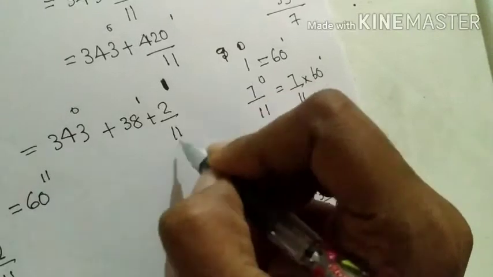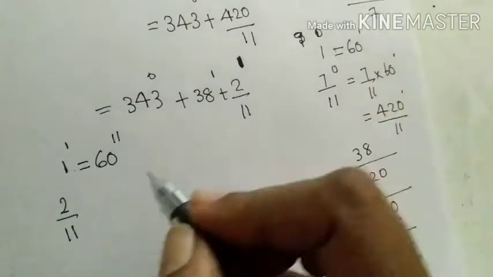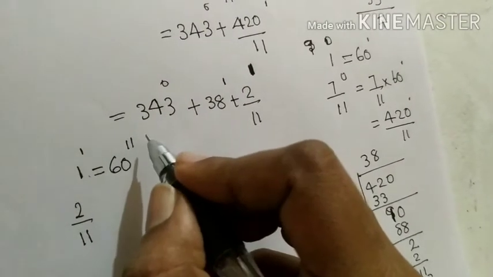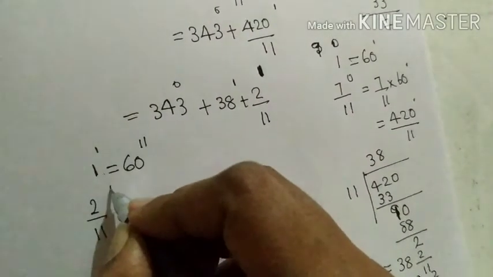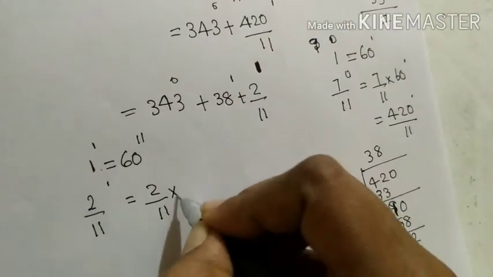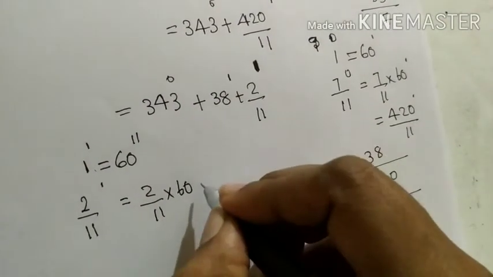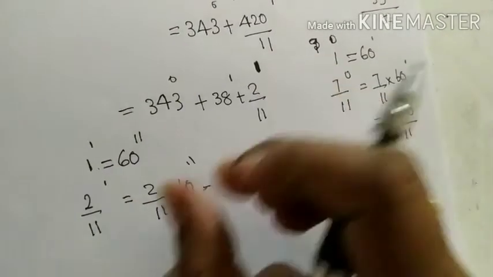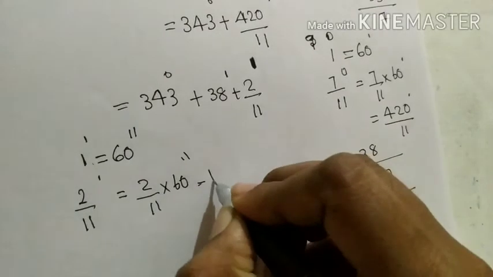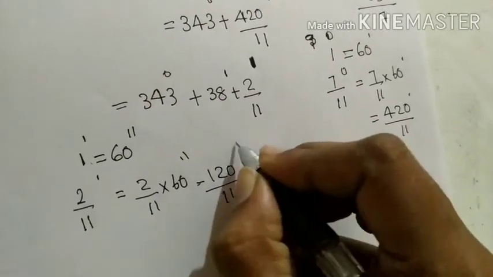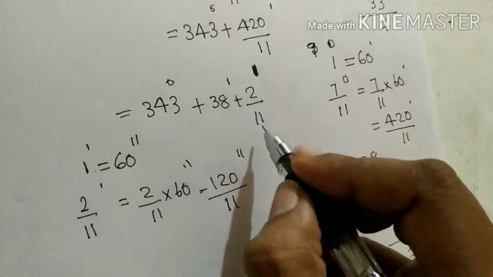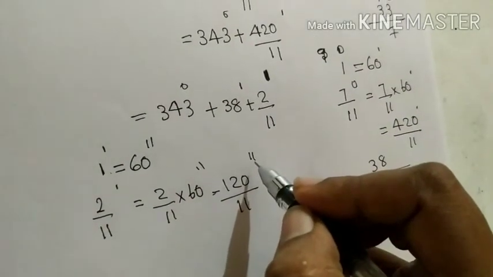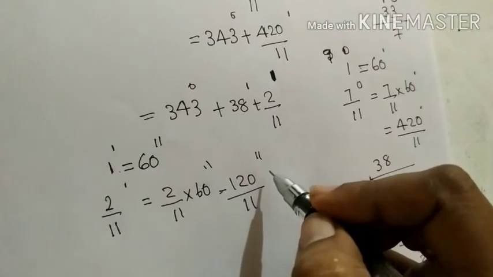Next I am going to convert this minute into second. So we know that 1 minute is equal to 60 second. Okay, so 2 by 11 minute is equivalent to 2 by 11 into 60 second. Right, so we convert this minute into second value, so we get 120 by 11 second. So 2 by 11 minute is equivalent to 120 by 11 second.